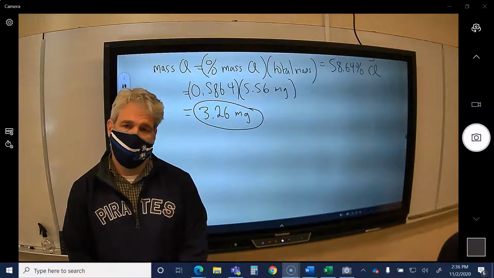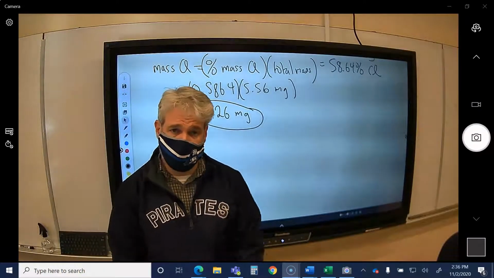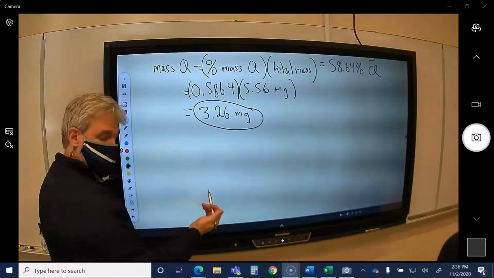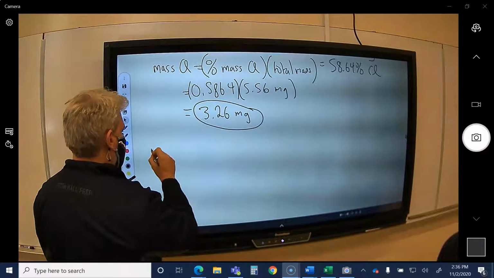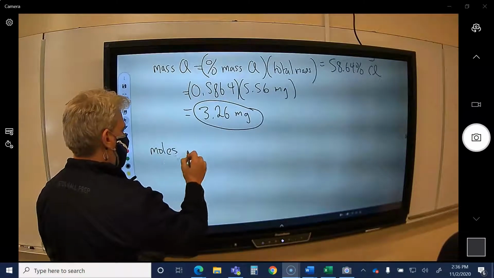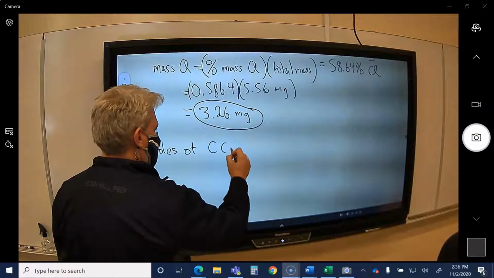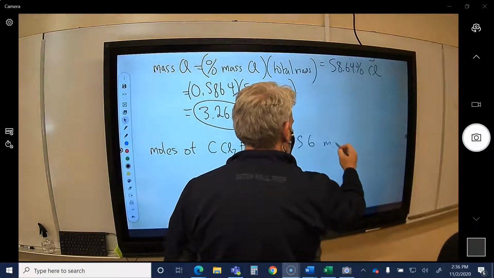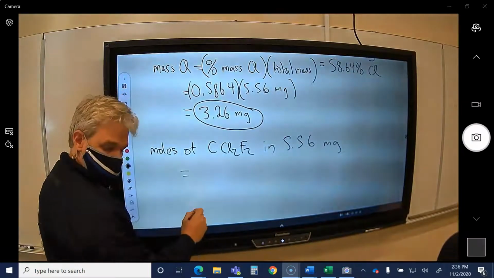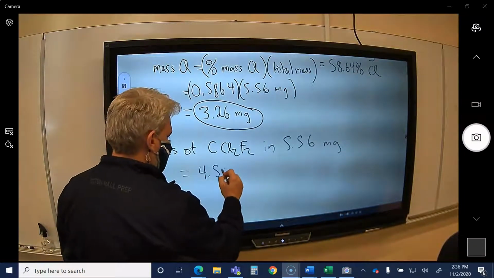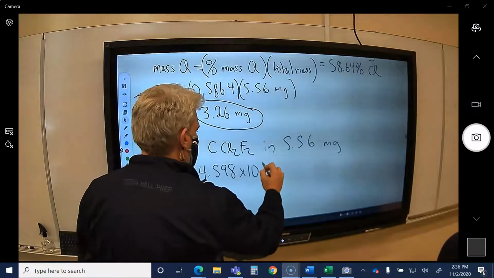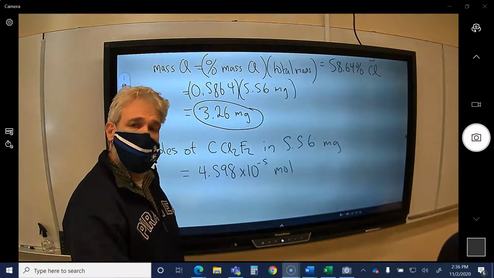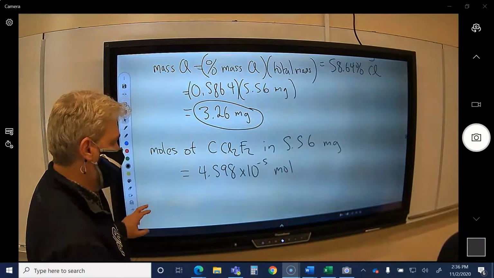Another way to approach this problem is to use mole ratios. In the first example, the previous video, we calculated the number of moles. So the moles of Cl2F2 in 5.56 milligrams equals 4.598 times 10 to the minus 5 moles. And if you want to know how we got that number, you should go to the previous video before this, where we actually calculated it.